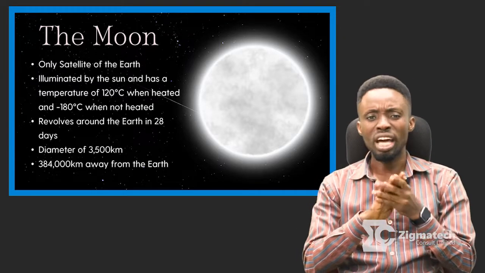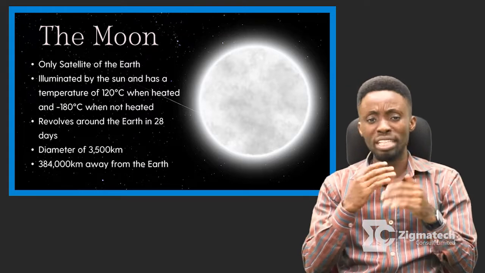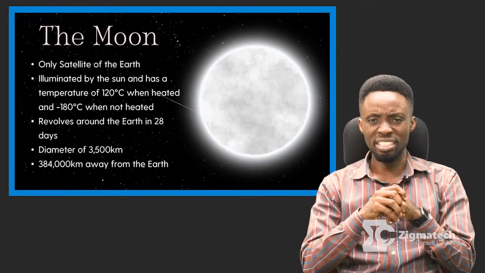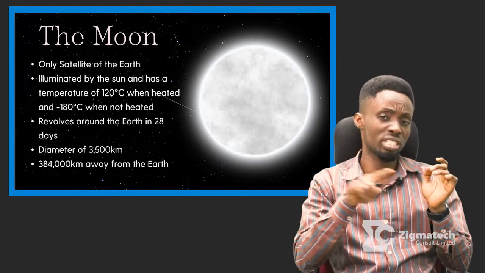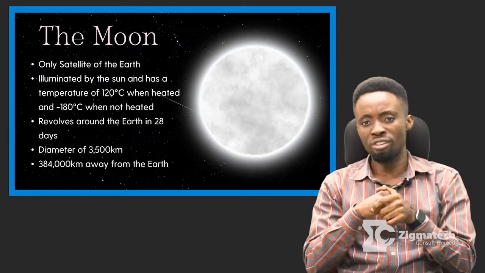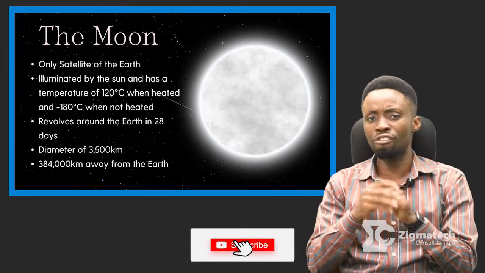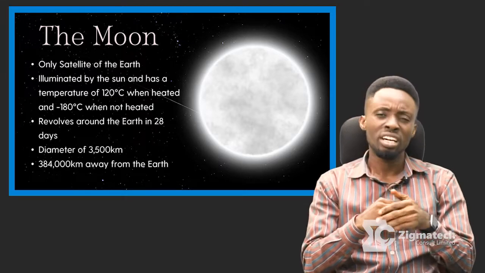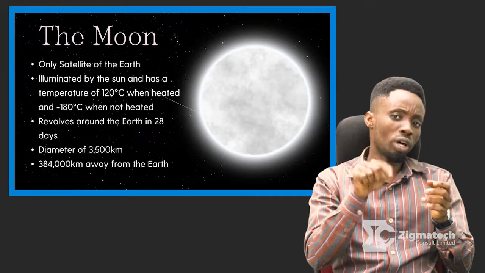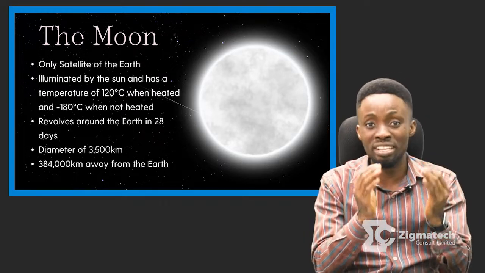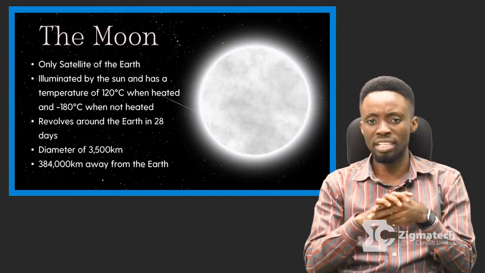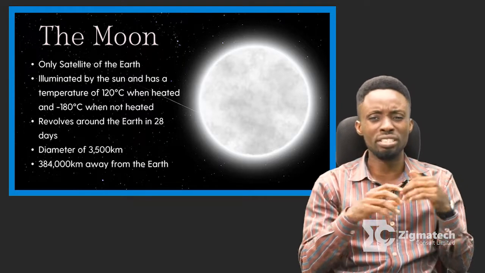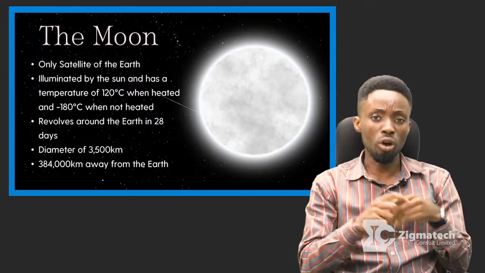Now, for revolution, the Moon goes around the Earth in 28 days. So it takes the Moon approximately 28 days to move around the Earth. And the diameter of the Moon is 3,500 kilometers. That's to say that the Moon is one quarter the diameter and size of planet Earth. And the Moon is 384,000 kilometers away from the Earth.